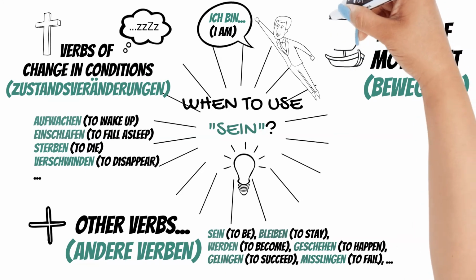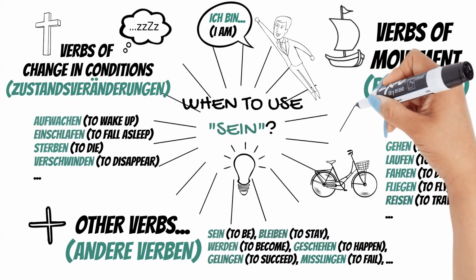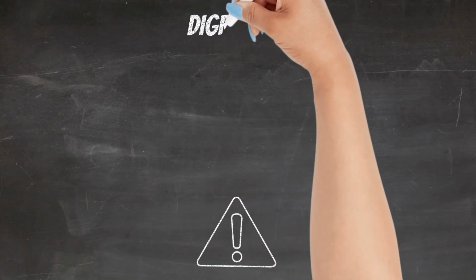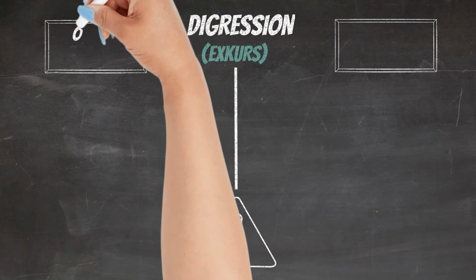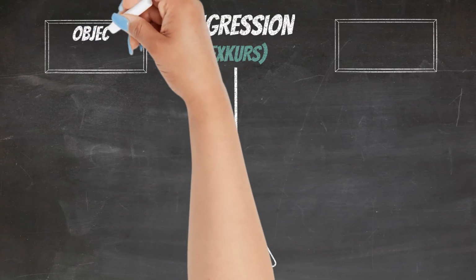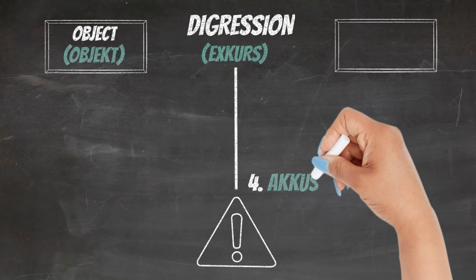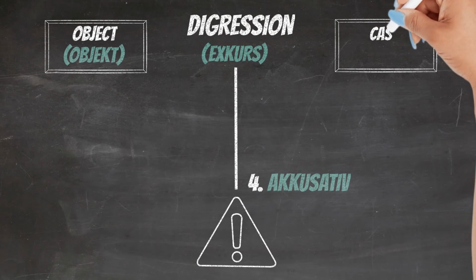And on the other hand, there are verbs of movement, der Bewegung. For example, gehen, laufen, fahren. But watch out! Just in case without accusative object. Here comes a small digression of explaining what is an accusative object. It's an object, or in German, Objekt. And on the other hand, it's accusative in German, accusative.